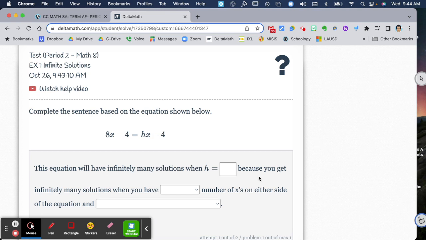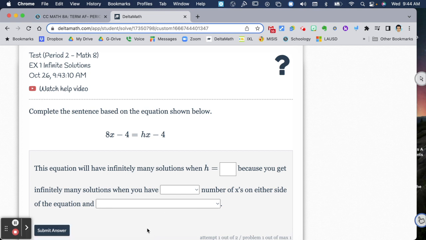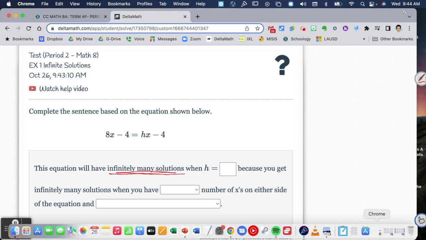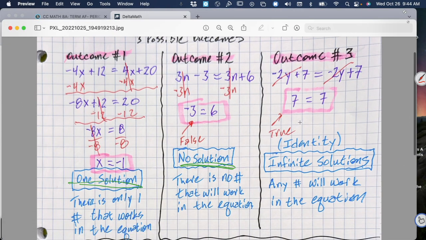Okay, so let's take a look at this first example. Everyone's here. We're going to complete the sentence based on the equation shown below. And this is our equation, 8x minus 4 equals hx minus 4. So this equation will have infinitely many solutions when h equals, we have to figure out what number to replace h with, so we would have infinite solutions. Okay? Why don't we take a peek? Let's go to infinite solutions. Let's go back to what it should look like.